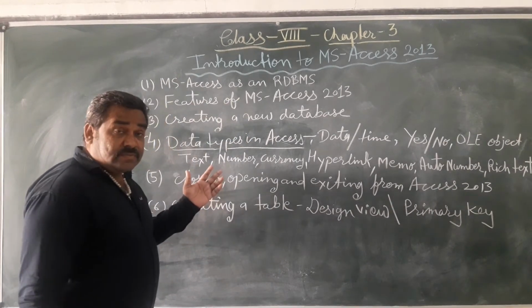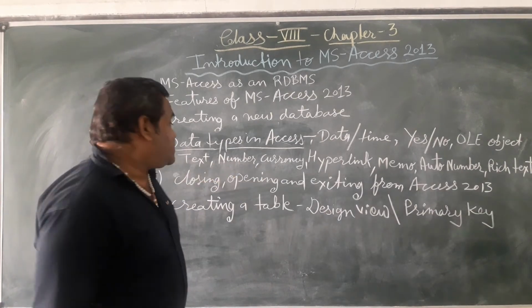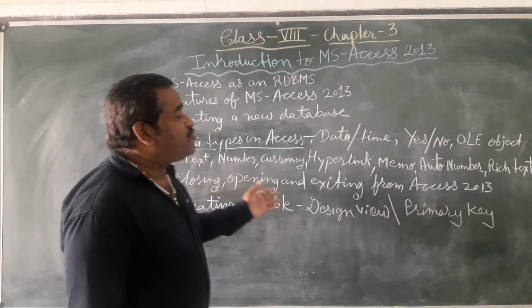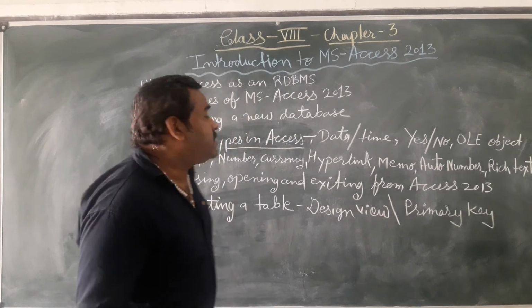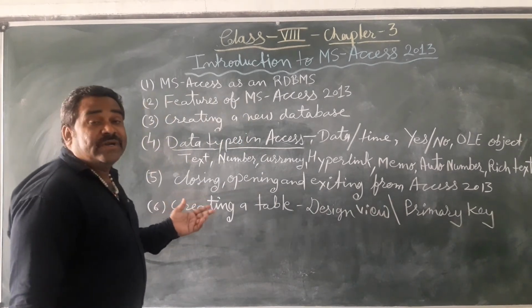So these are the data types in MS Access. Then, how to close, open and exit from Access is very easy. There is nothing much more about them. We can close our data now.